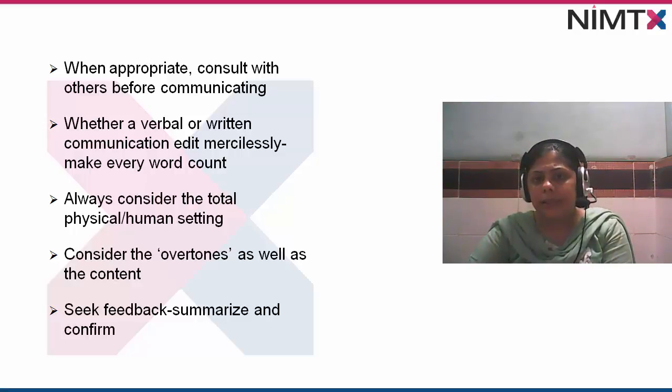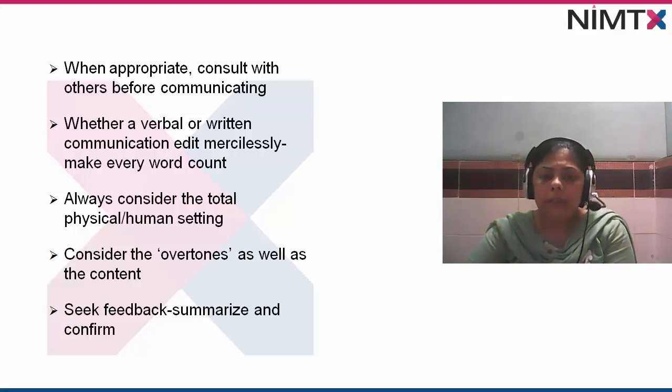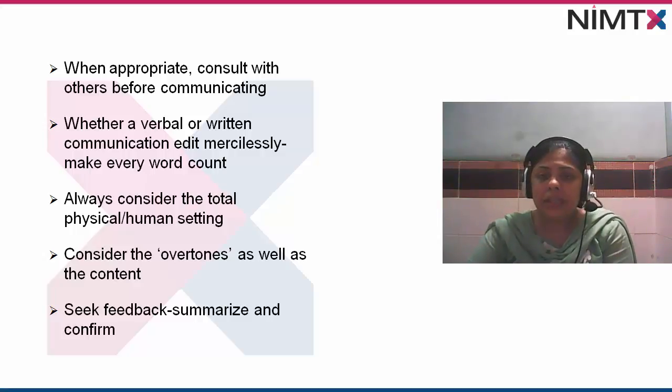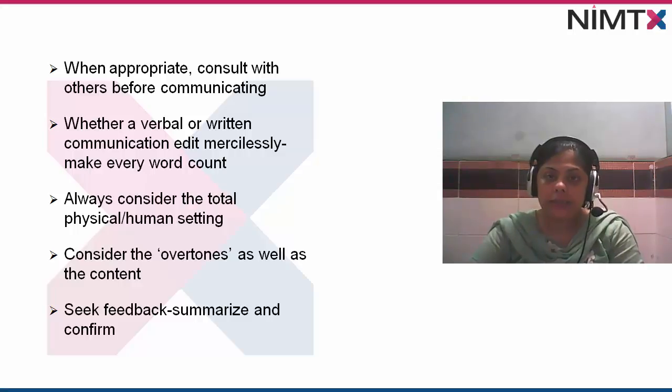What do we understand by this? I write an email, I'm the sender. I write a one-page email. I'm sending it to the person who has to work on it. Does it really make sense sending a one-page email? If it can be made short, make it brief, make it concise, make every word count. So this is what it means. The sender should know how to make every word count.